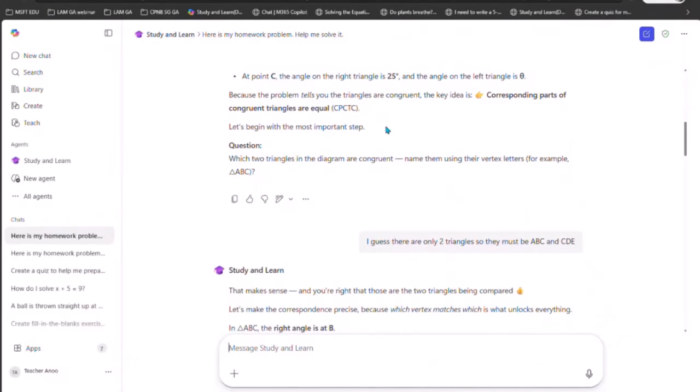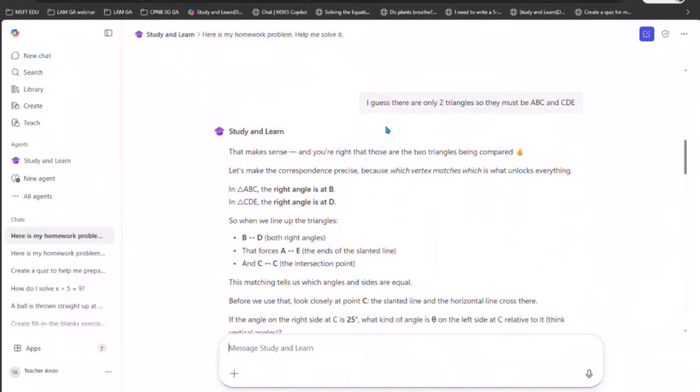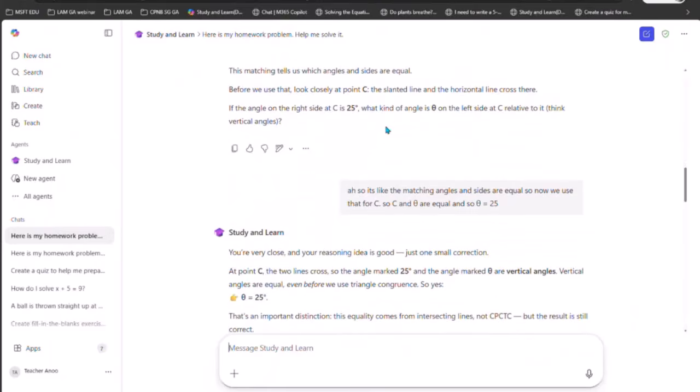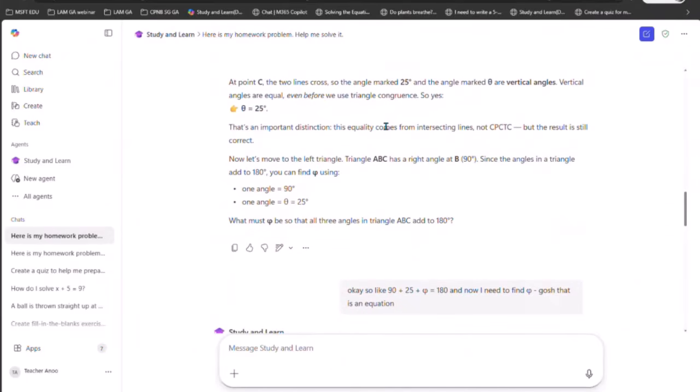And then in reference to that image I uploaded, it's going to step me through, step by step, and help me solve that problem. Again, it doesn't do the work for me. It has me do the work, but with the problem I uploaded as an image.